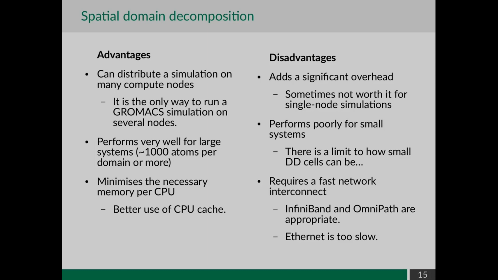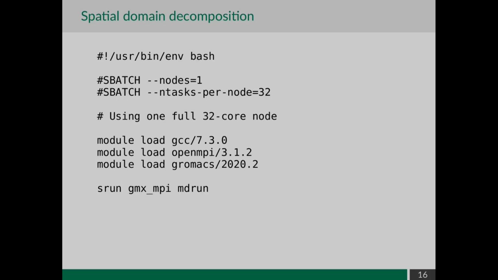Another thing to say is that spatial domain decomposition requires a fast network interconnect. I list this as a disadvantage, but it's mostly just the way MD simulations are. MD simulations are by definition a very fine-grained parallel problem. So in order to run an MD simulation on several nodes, you will need a fast interconnect, such as InfiniBand or OmniPath. If you have only Ethernet, this is too slow. Fortunately, the Compute Canada clusters all have fast interconnects, but this is something you should be aware of if you are running Gromacs somewhere else.